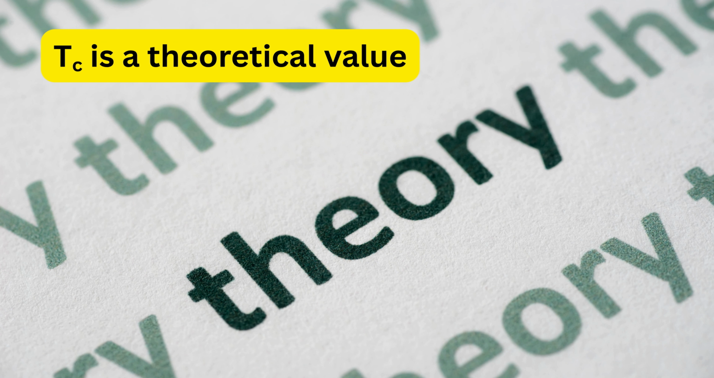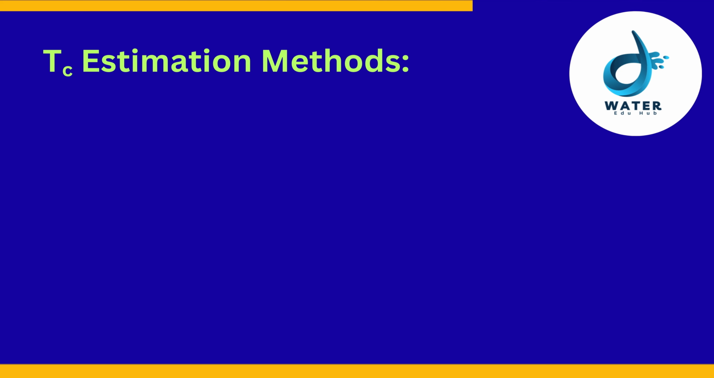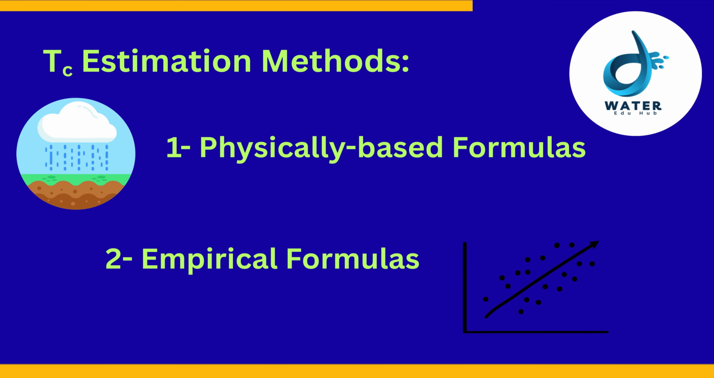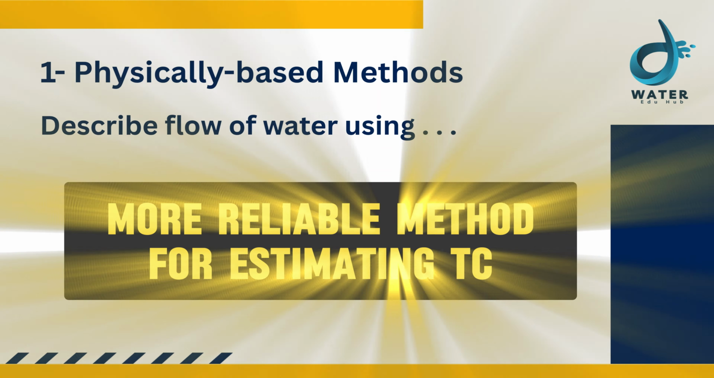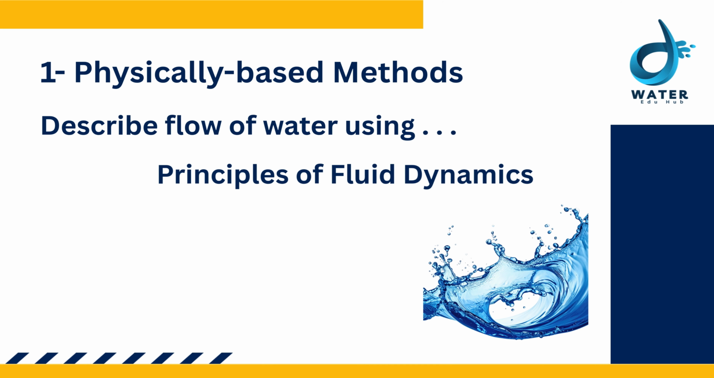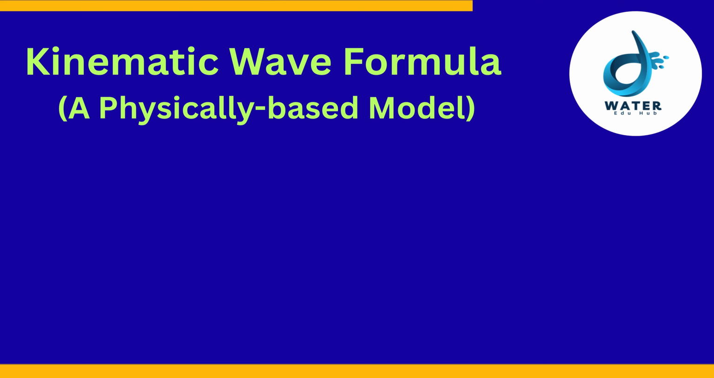Since TC is a theoretical value, we must rely on estimation methods. These generally fall into two categories: physically based formulas and empirical formulas. To estimate TC, physically based formulas generally describe the flow of water using fundamental principles of fluid dynamics, such as the conservation of mass and momentum. Kinematic wave method is the best example of this group.